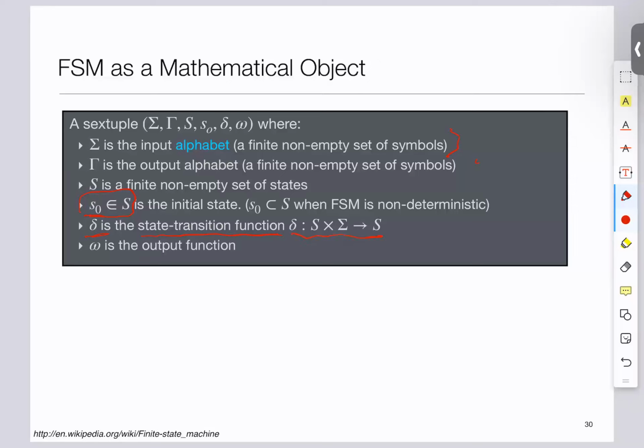We use this notation. I'm sure you have seen it in math. Can someone tell me what it means? Delta colon S cross sigma goes to S. We teach it in math, I know you would have seen it. I'm asking about this: the cross product? Delta colon S cross sigma goes to S. What does this notation correspond to?